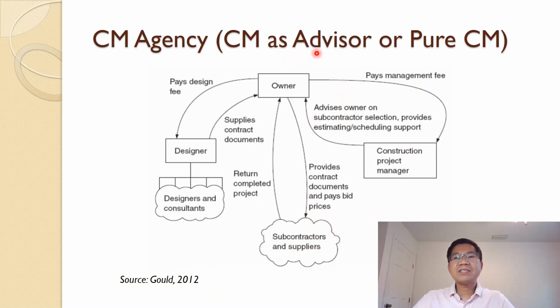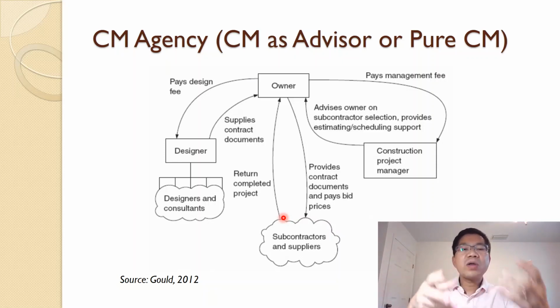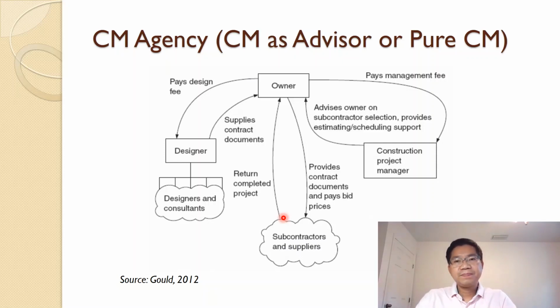But with the CM advisor or CM agency, this CM does not take a lot of risk, because the owner signs contracts directly with the subcontractors. So at one time the owner has multiple contracts: with the designer, with the construction manager at the CM agency, and with all the specialty contractors, suppliers, etc. That is more risk to the owner. The CM plays a role advising on all of that, but does not take the risk. If, for example, the project overruns, because the CM only advises, whatever happens, the owner will take care of it. Okay, so that is CM agency.